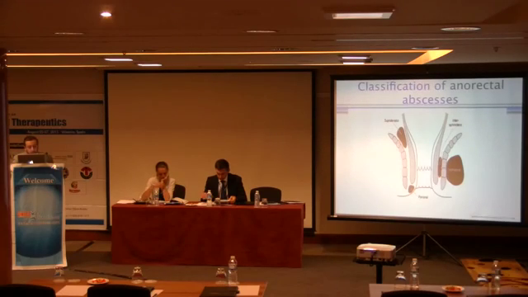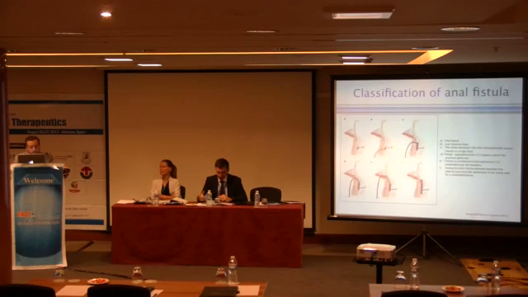It's very important to know the location of this anorectal abscess. Basically, the ischiorectal location is the most common, in the right or left position, then the perianal or superficial abscess, the intersphincteric, and finally the supralevator abscess. This type of abscess is usually secondary to intra-abdominal pathology like complicated diverticulitis or inflammatory pelvic disease.